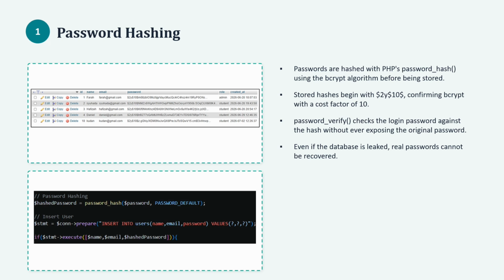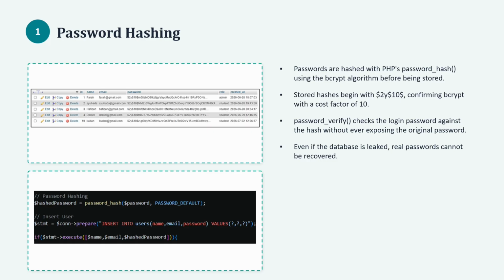I'm Nursyuhada, and in this segment, I will explain the key security features implemented in the UTM Secure Event Registration System. First, password hashing. User passwords are never stored as plain text. We use a secure one-way hashing function to convert every password into an irreversible hash before it is saved.